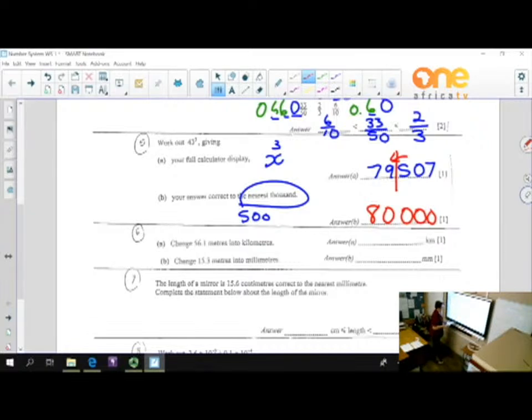Change 5.6 meters into kilometers. We'll have to divide here by 1,000, 1, 2, 3 places. So it is then 0.0056 kilometers. Change this into millimeters. This time I need to multiply by 1,000. So it's 15.3 and then 2 more zeros. I times by 1,000.